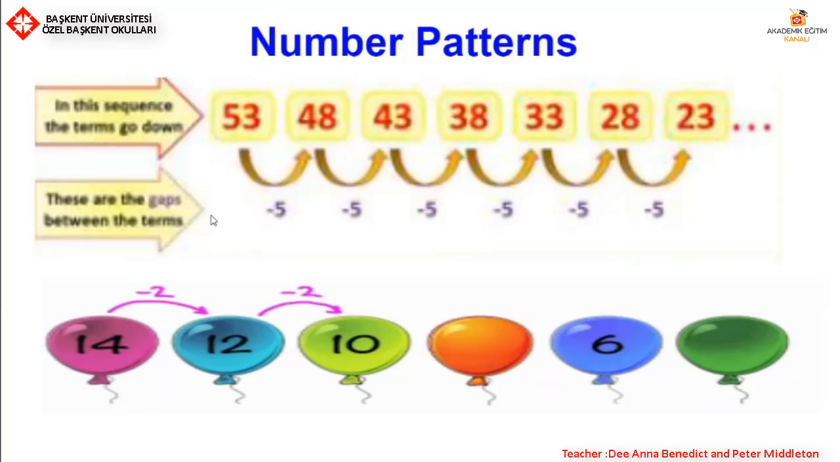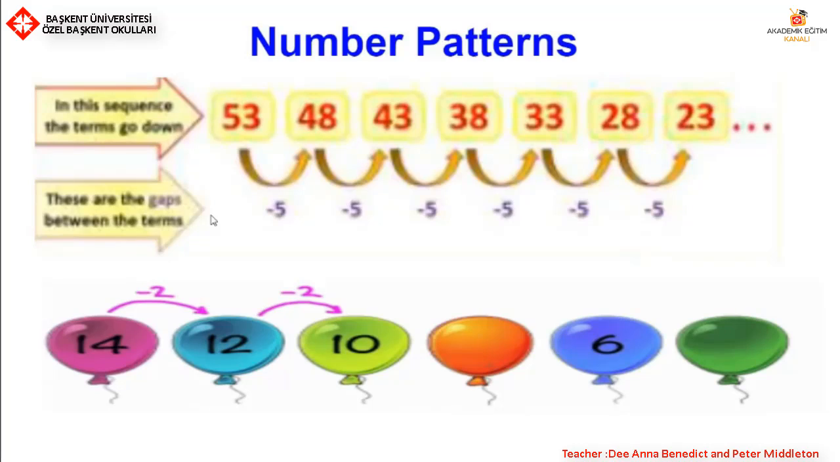Here we have number patterns, and you can see how the numbers are in a pattern. The numbers on the top have a difference of 5 each time. So 53 to 48 to 43 have 5 between them. At the bottom, you can see that the numbers have a pattern. The pattern is 2 as a difference.